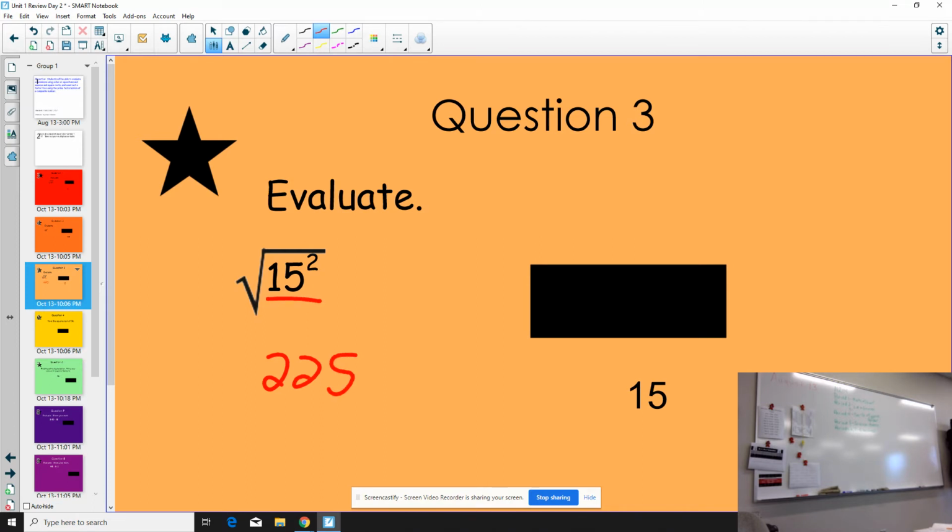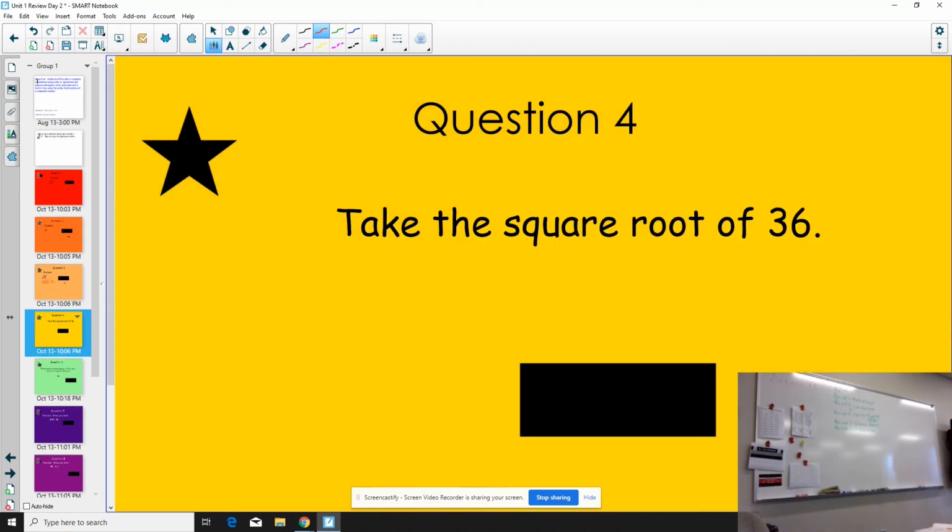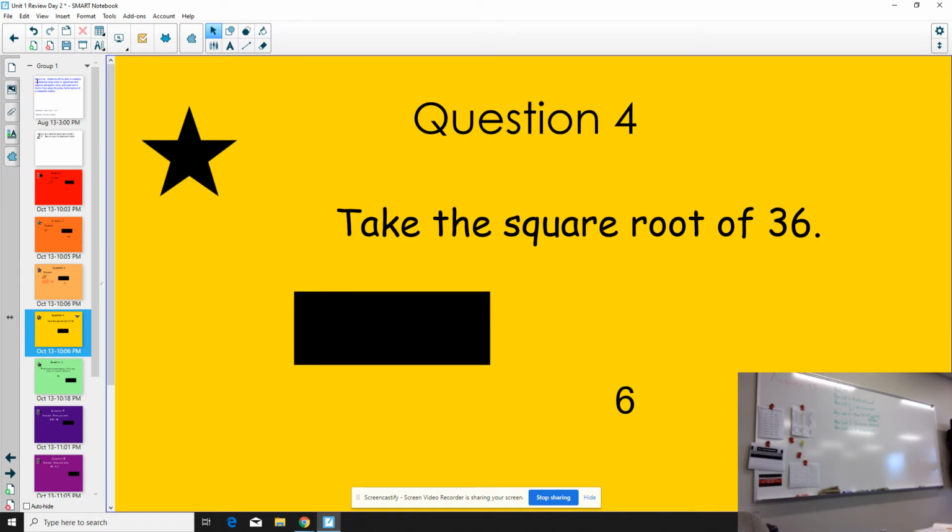So this 15 squared is 225, but then when you take the square root of 225, you're asking yourself what number times itself gives you 225? That would be 15. That's why you get the same answer back. Okay, number 4, take the square root of 36. Okay, square root means what number times itself gives you 36. So 6 times 6 is 36.